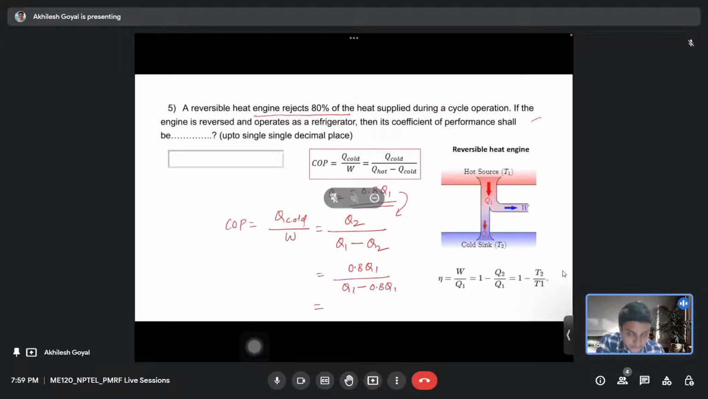So for the given system, the reversible heat engine that rejects 80% of the heat, if we reverse it and use it as a refrigerator, then the coefficient of performance of this system will be 4. So that is the answer. Okay, so any doubts, any problem till here?